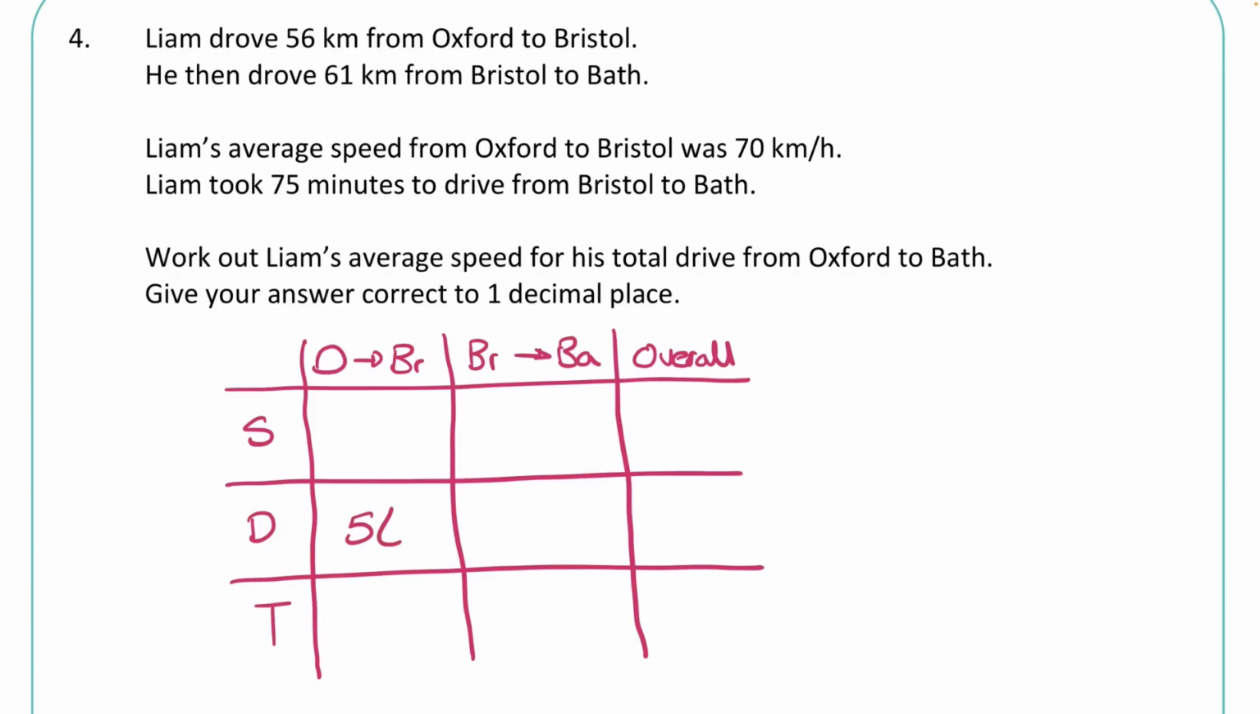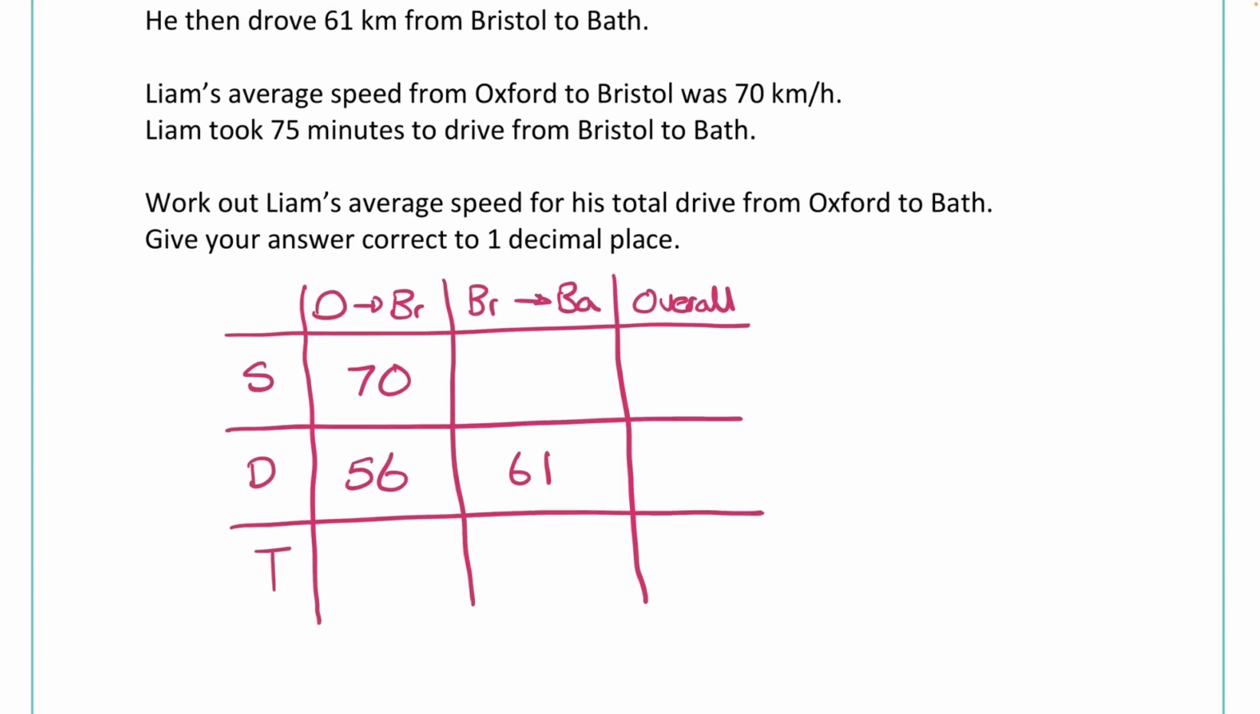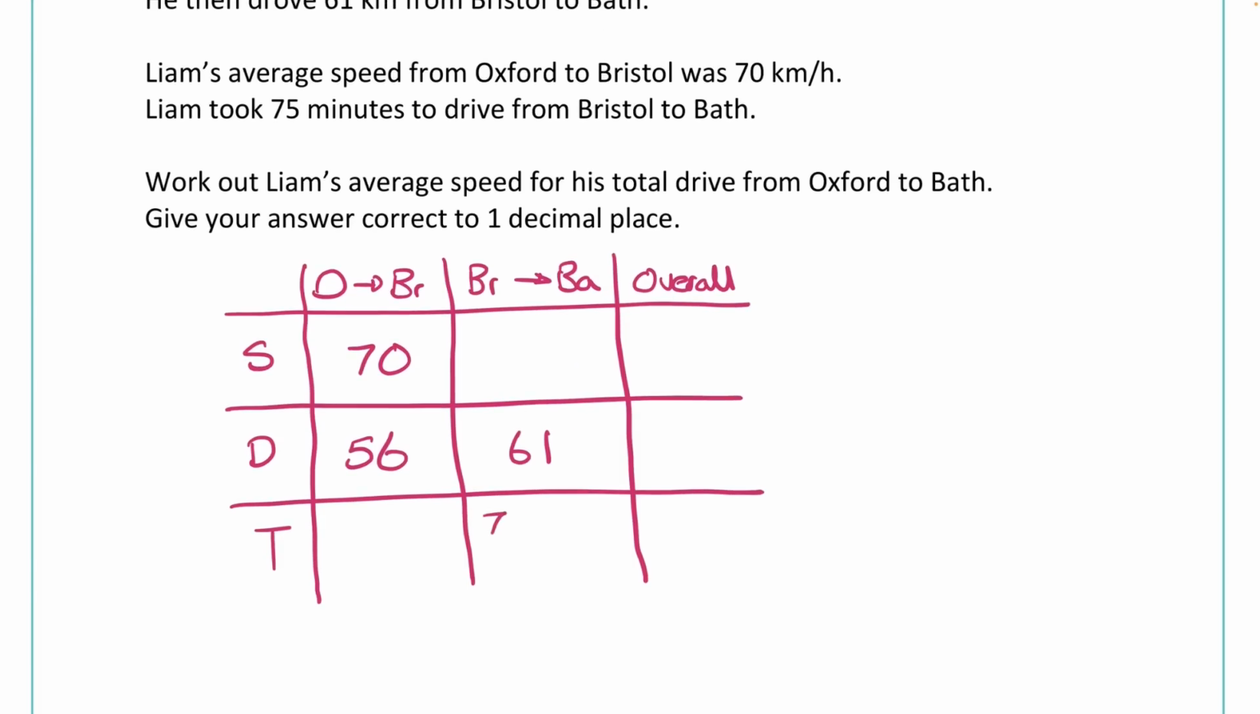So for this one here, we are given some distances in those first lines. We have 56 kilometres and 61 kilometres, and we have an average speed from Oxford to Bristol, which was 70, and we have a time from Bristol to Bath of 75 minutes. It says to work out the average speed for the overall journey from Oxford to Bath. And the overall speed is just up here.